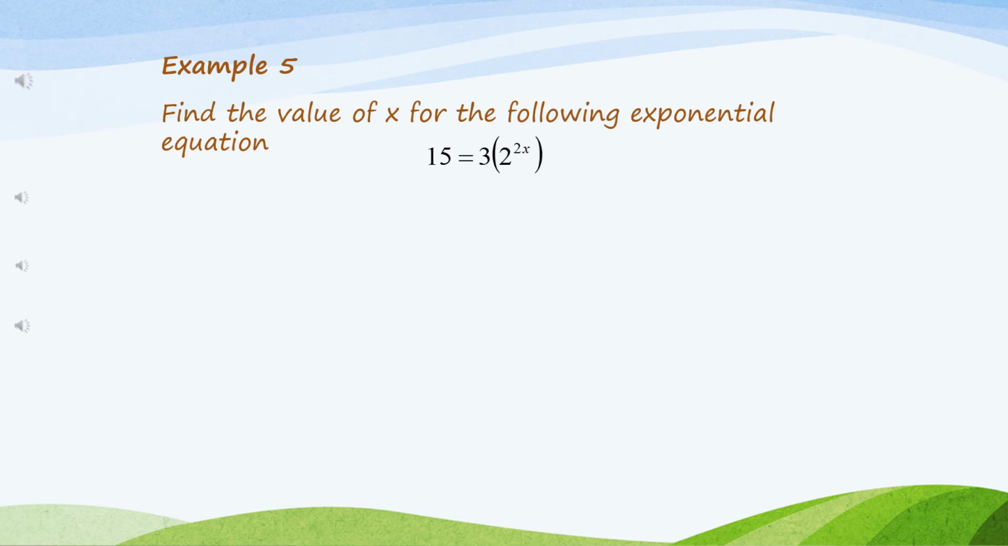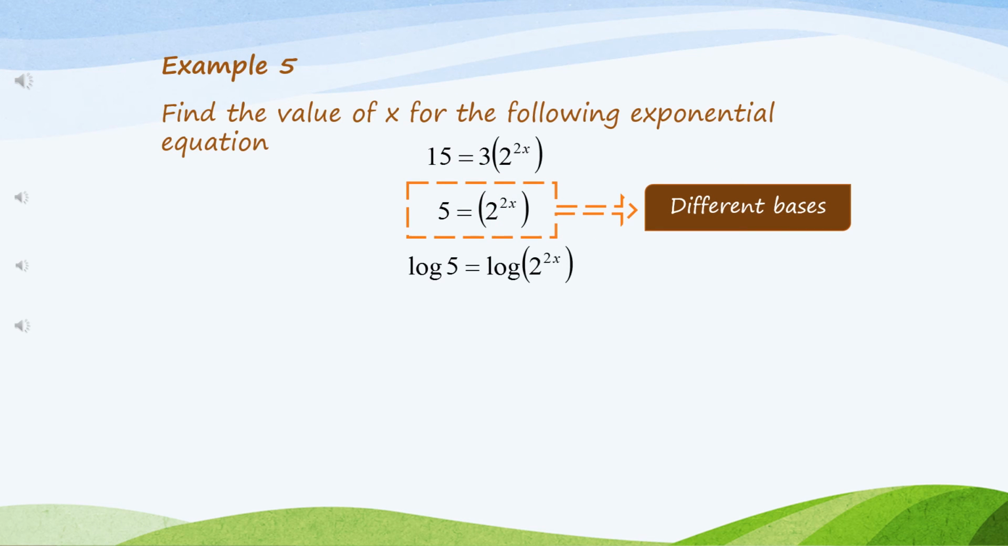Example 5. Find the value of x for the exponential equation. 15 equals 3 times 2 exponent x. First, divide both sides by 3, so the equation will be 5 equals 2 exponent x. Since the bases are different, we cannot use any rules of exponents to solve this equation, therefore we take log of both sides of the equation. Then, apply the power rule and solve for x. So x is equal to 1.161.